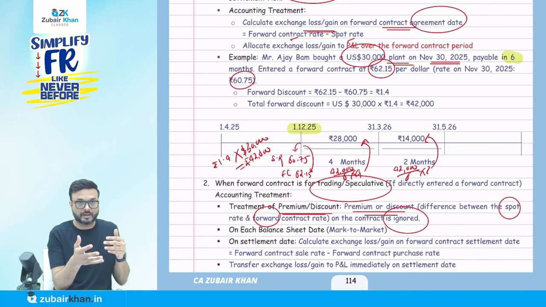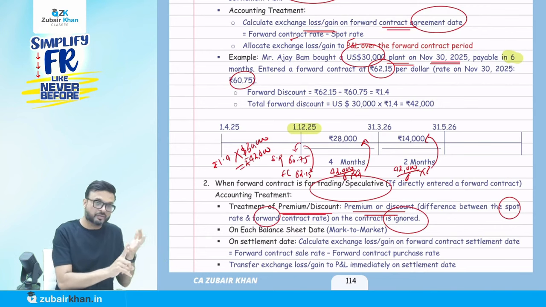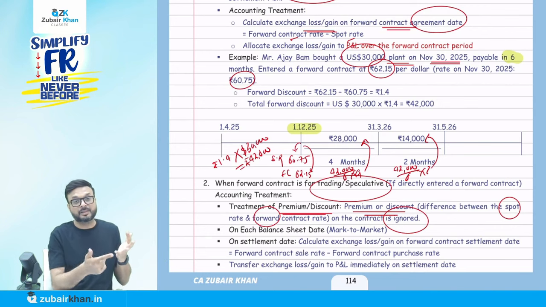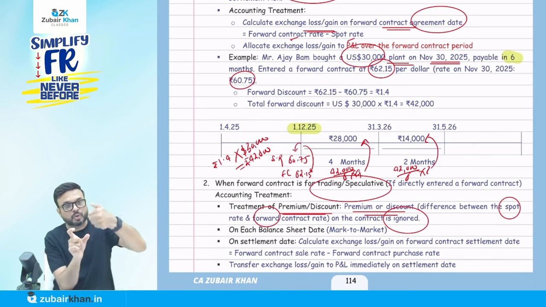Suppose I enter into a contract and that day the rate was $1 is equal to 85, but we fix the price for a 1 month contract. I will come there after 1 month. I will see the price that we fixed, suppose $1 equal to 87. I will see what the actual rate is on that day. The difference will be the settlement. So that settlement will go only to the P&L account.